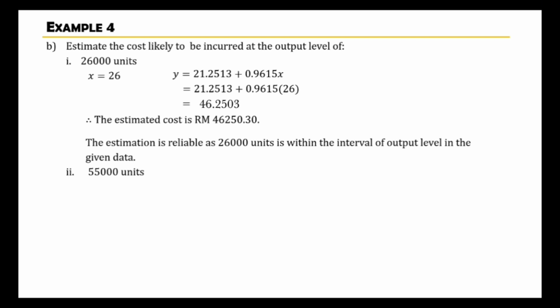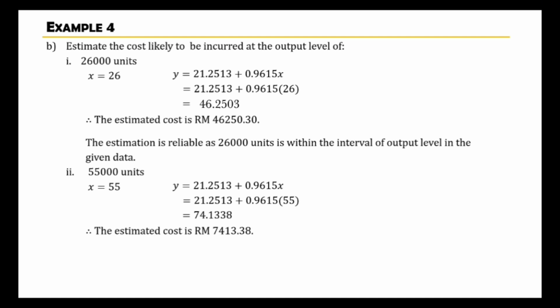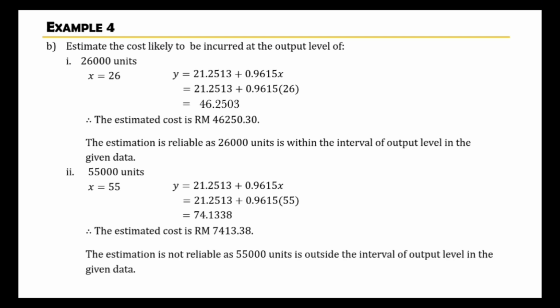Second, 55,000 units. So x equal to 55, and the equation gives us y equal to 74.1338. Means the estimate cost is Rm 7,430 ringgit with 38 cent. And this estimation is not reliable as 55,000 units is outside the interval of output level in the given data. So again, the interval of the given data is from 10,000 to 50,000 units only. So 55,000 is outside the interval, means it is not reliable.